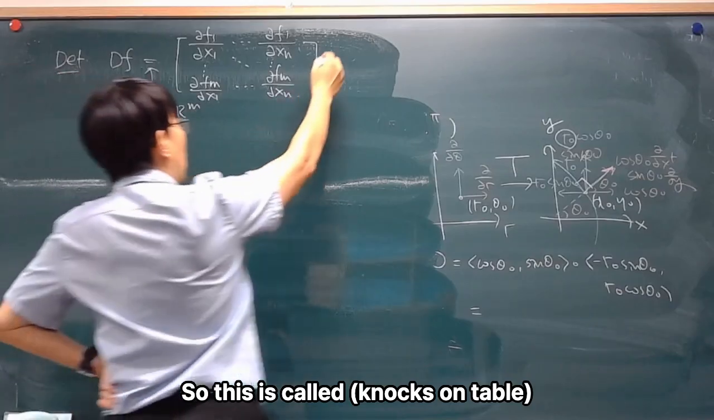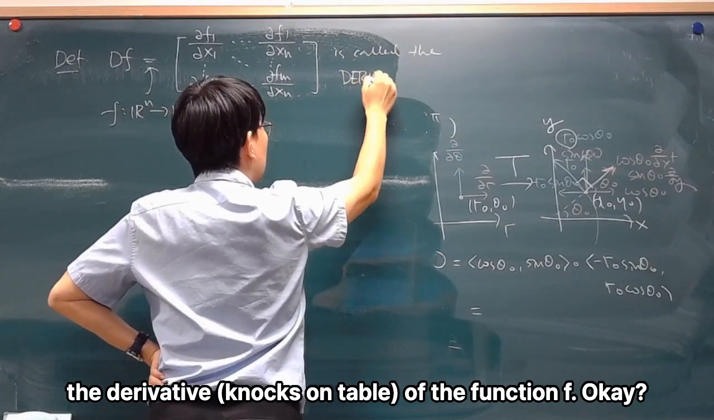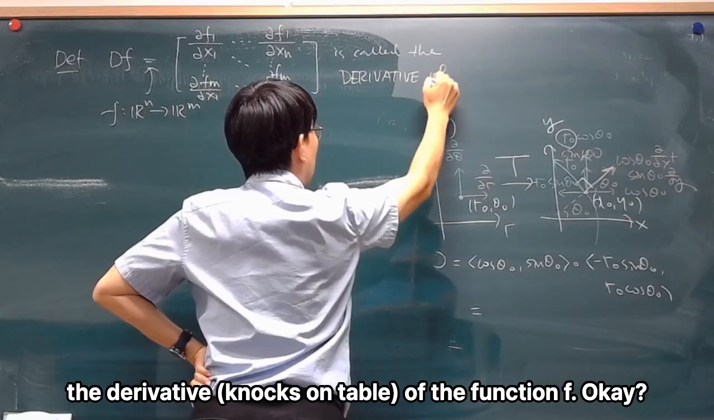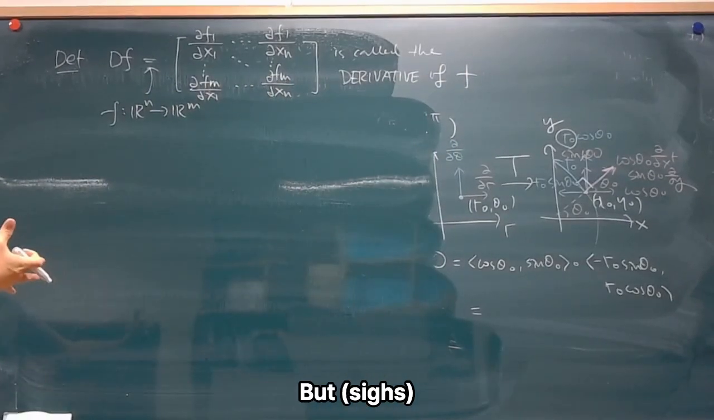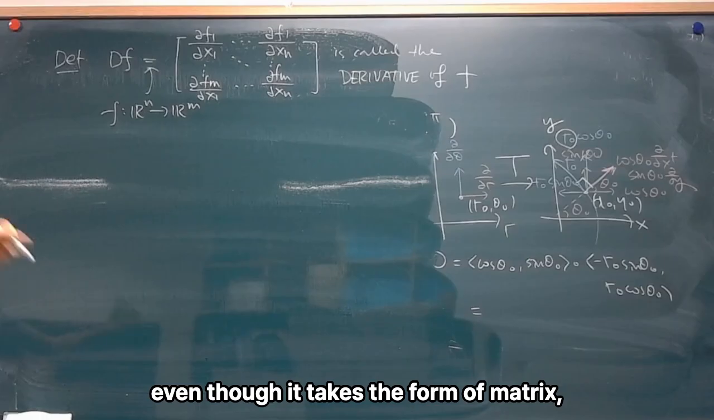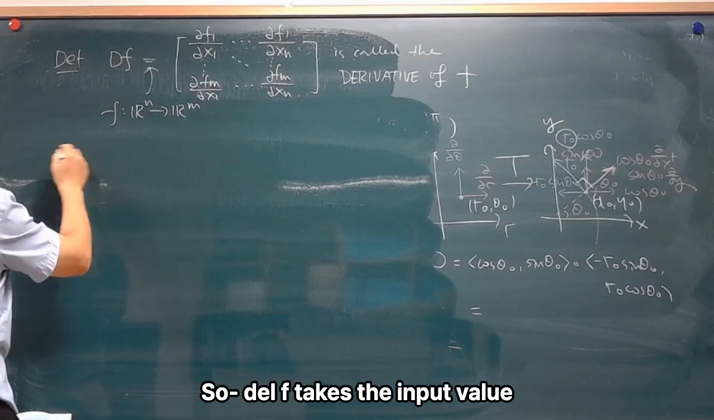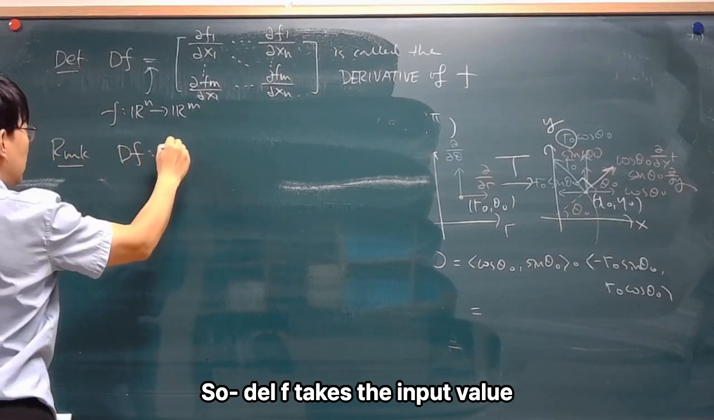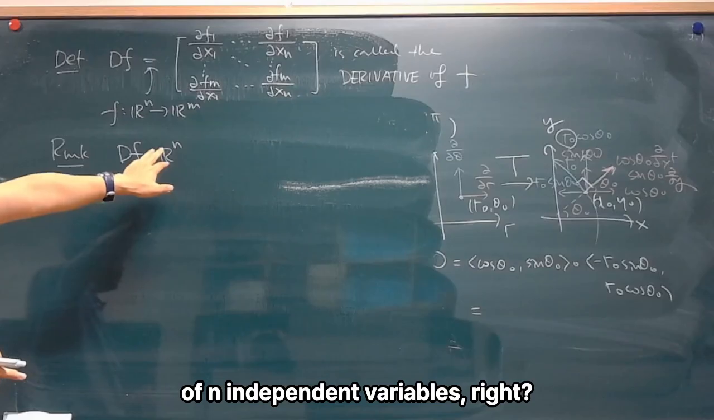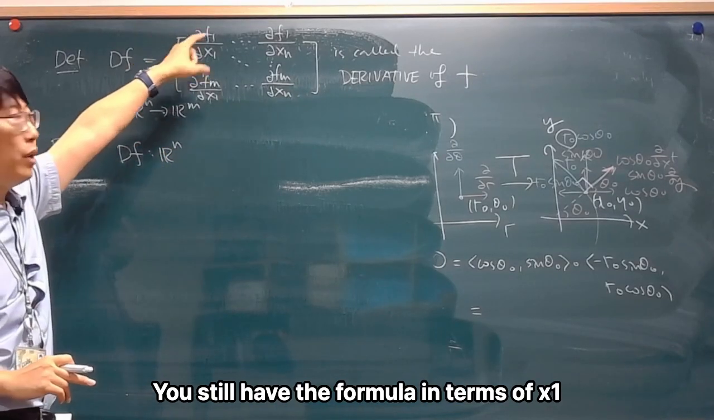So this is called the derivative of the function f. But even though it takes the form of a matrix, it's actually another type of function, right? So ∂f takes the input value of n independent variables, right? It still has the formula in terms of x1 to xn.